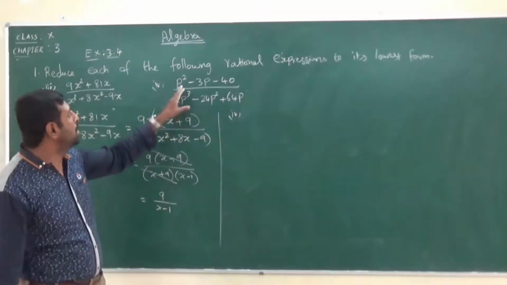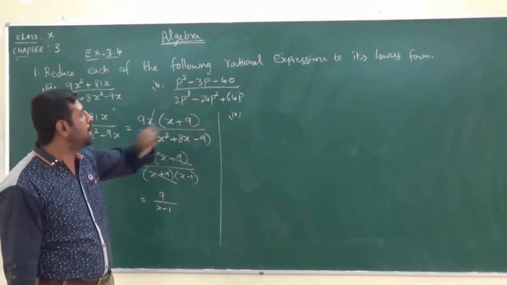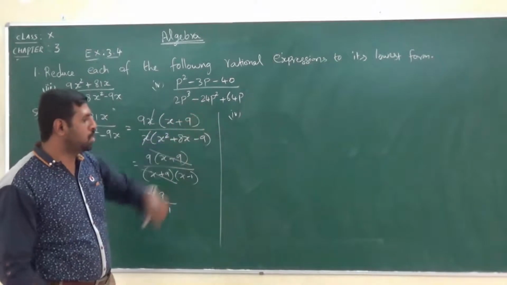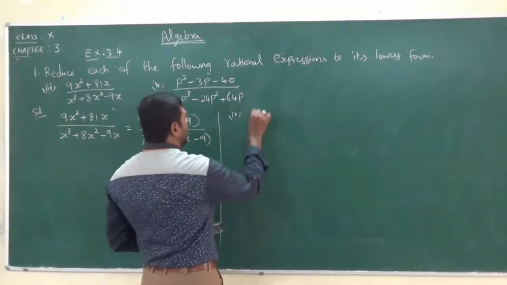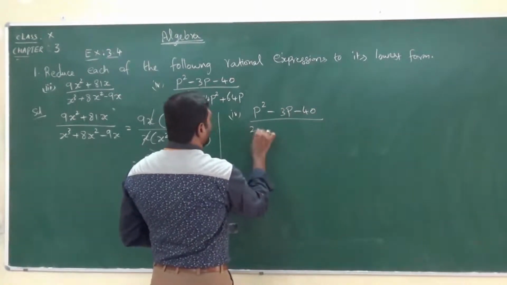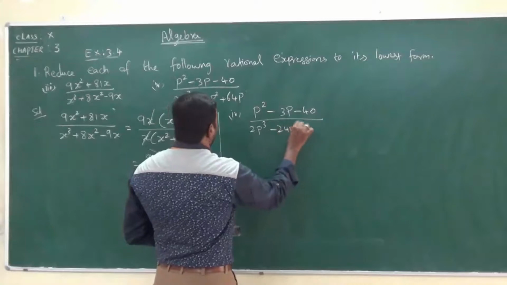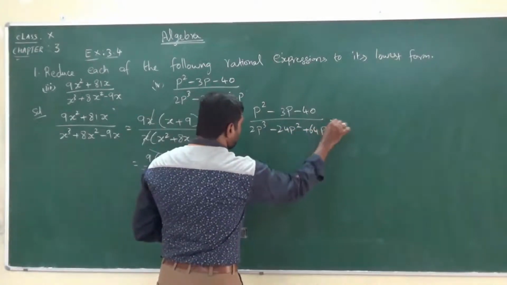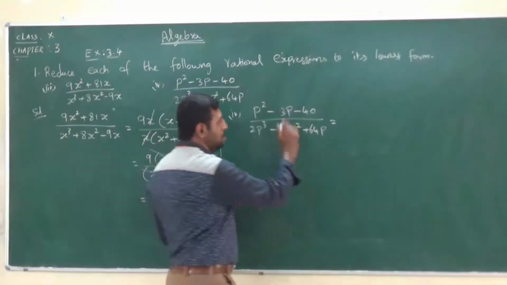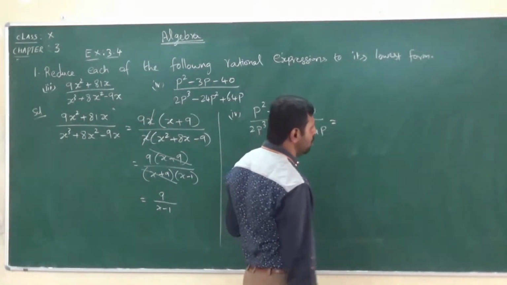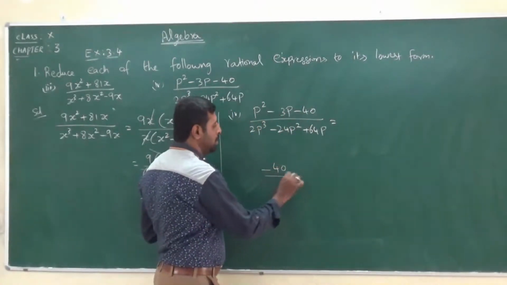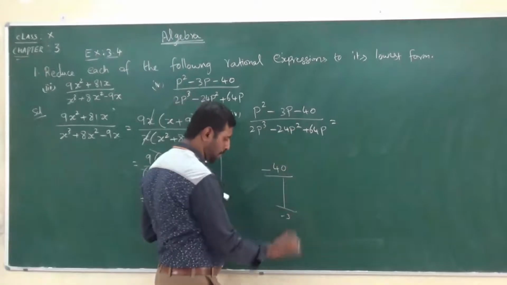Roman number 4 is given as p square minus 3p minus 40 divided by 2p cube minus 24p square plus 64p. In the numerator we have a quadratic polynomial, so we can easily factorize the term. When we multiply, we need minus 40, and when we add, we need minus 3.